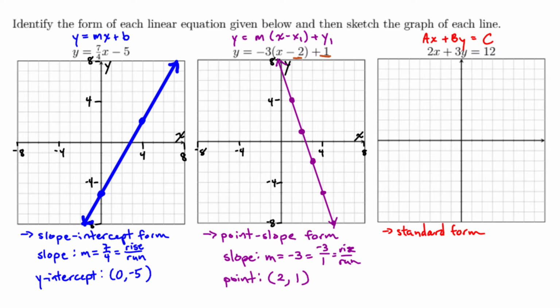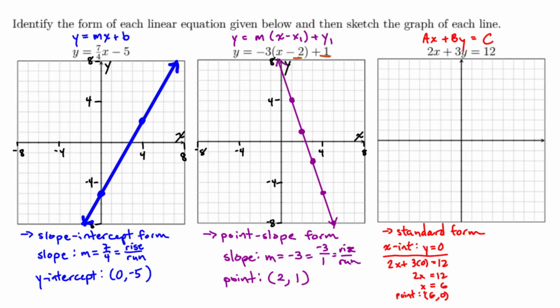So we'll find our x-intercept, and again, our x-intercept occurs where the value of y is 0. So we will set y to 0 and determine that x value. So we'll have 2x plus 3 times 0 equal to 12. So 2x is 12, and that means that x is 6. So the point that we graph will be 6, 0. X is 6, y is 0.